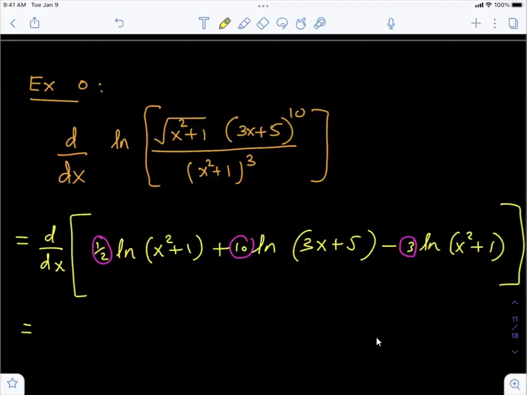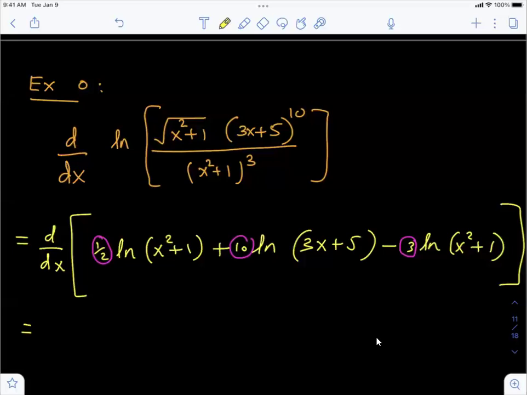Now, none of these log terms can be simplified any further, because those have additions inside. When you have a multiplication or a division inside ln, you have an amazing way of simplifying, but unfortunately there is nothing when you have an addition or subtraction inside.